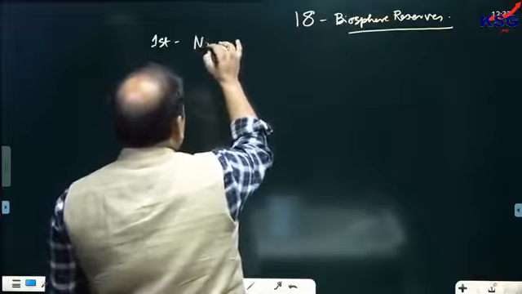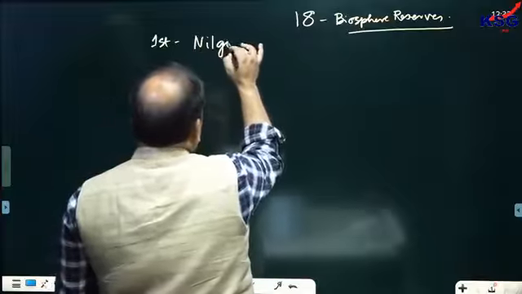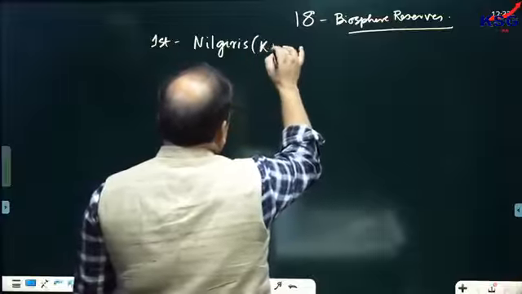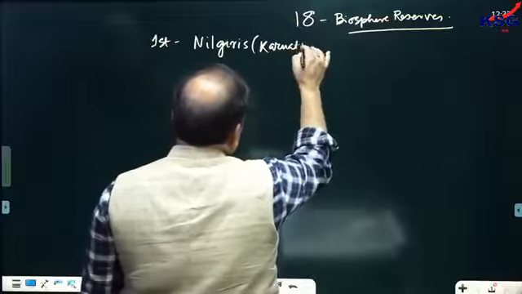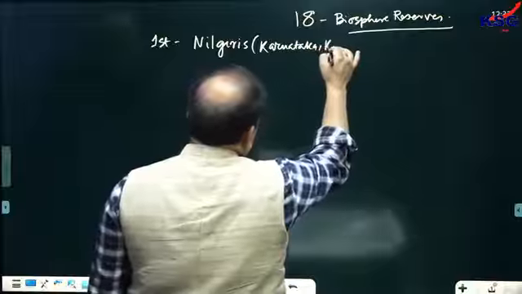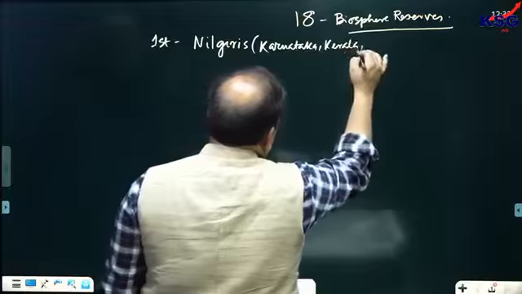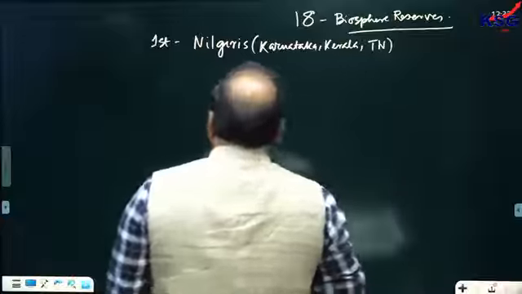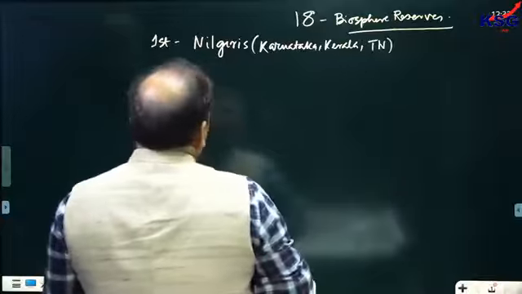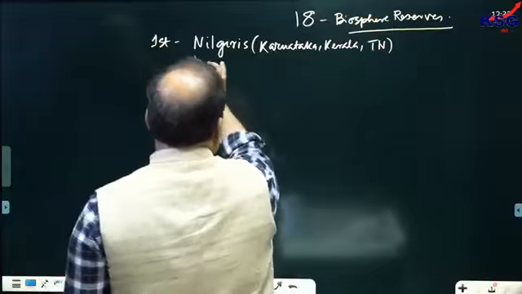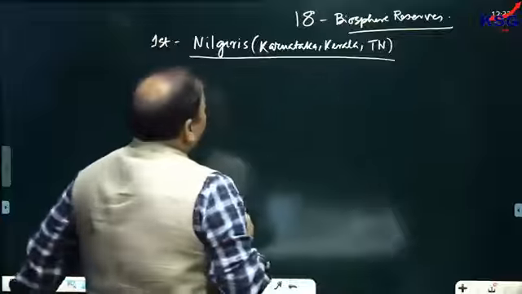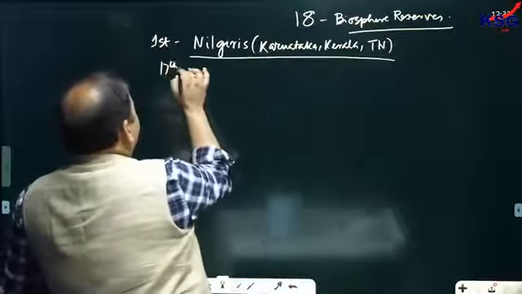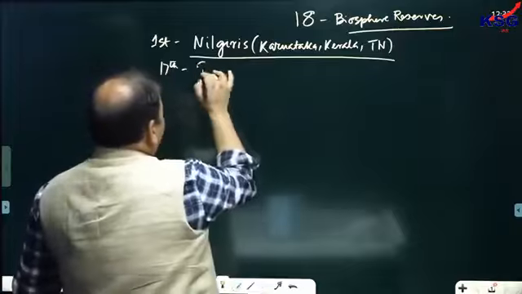was the Nilgiris, and that stretches out in 3 states: Karnataka, Kerala and Tamil Nadu. And the 17th one which was established was Seshachalam.